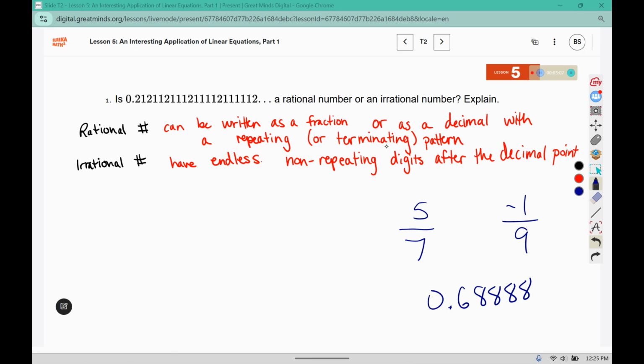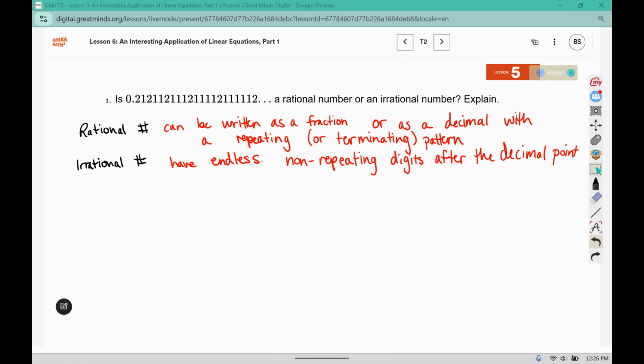The piece where it says or terminating would be like 0.25. And terminating has a pattern that repeats also. It just repeats a bunch of zeros. But we don't write those because they're not necessary. So terminating means that it stops or that it repeats zeros. But irrational numbers have an endless, non-repeating set of digits that show up after the decimal point.